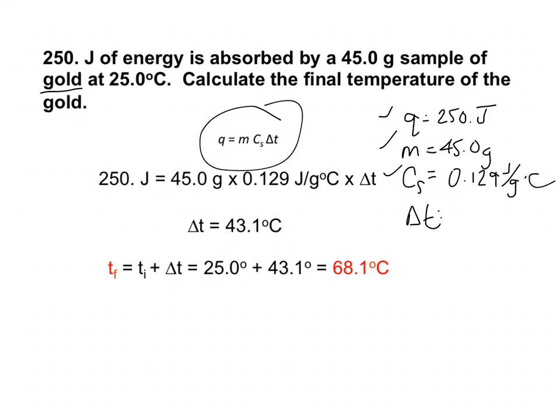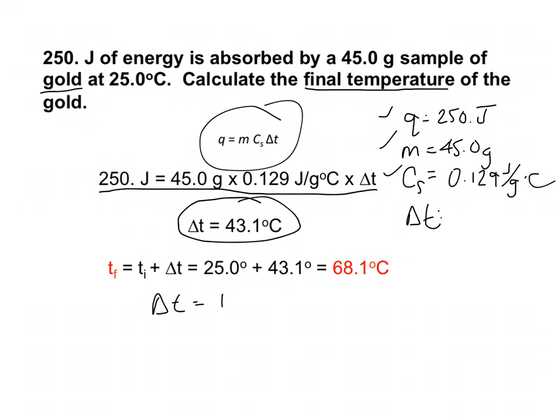So if we go ahead and do that, this is what it looks like, right? We manipulate the equation. We're going to divide the 45 grams times 0.129 joules per gram degree Celsius into the 250 joules, and that's going to give us a delta T of 43.1 degrees Celsius. Now, they are not asking for change in temperature. They've asked us to calculate the final temperature. So remember that delta T is equal to temperature final minus temperature initial.